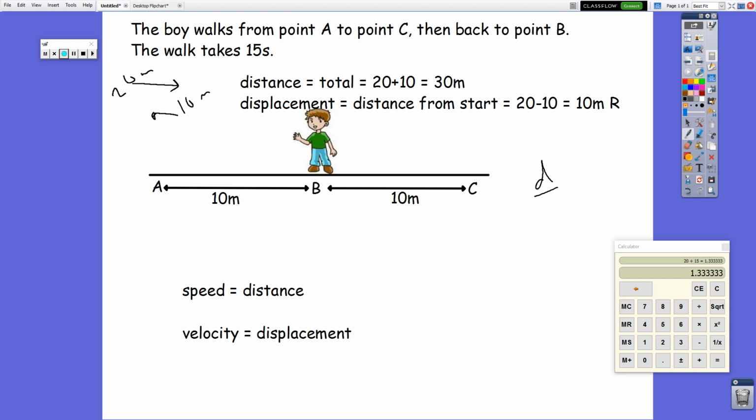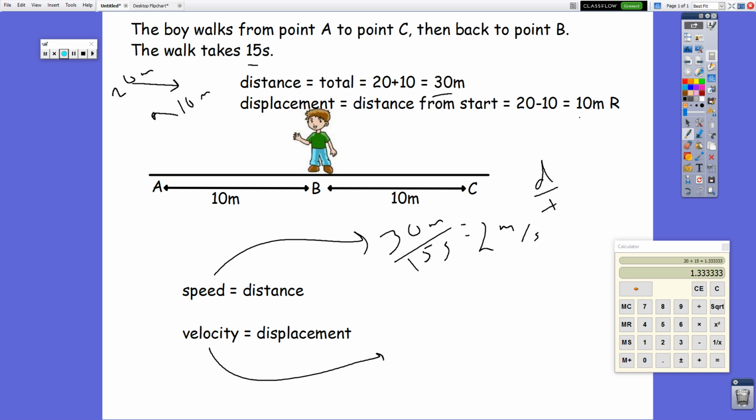Again, it's d over t. Speed is based on distance, the 30 meters. So 30 meters over our 15 seconds. 2 meters per second this time. For our velocity, it's going to be our displacement. 10 meters over 15 seconds.